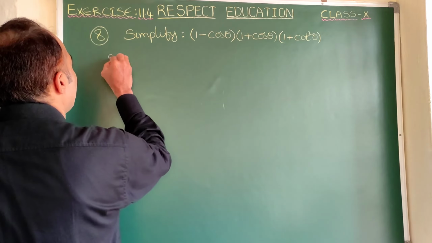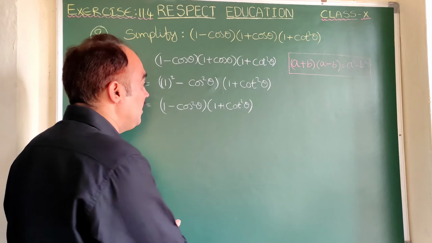Here I am going to apply the formula for this. Here a means 1, so a square is 1 square. Here b means cos theta, and b square is cos square theta. Actually it is cos theta whole square, which can be written as cos square theta but not cos theta square. Now let us write this 1 plus cot square theta as it is. Is it clear? 1 square is 1, so it is (1 minus cos square theta) into (1 plus cot square theta).